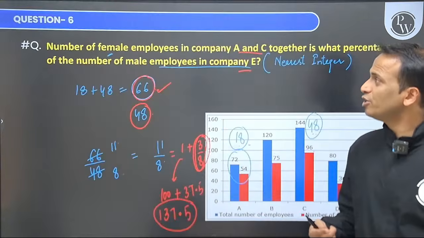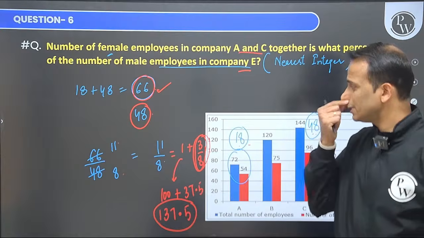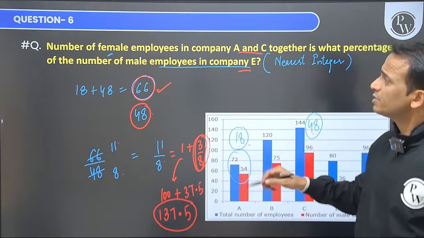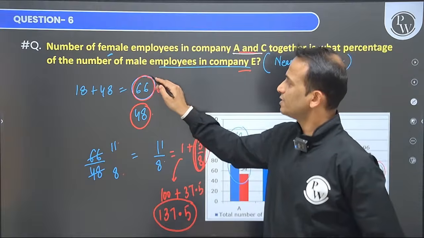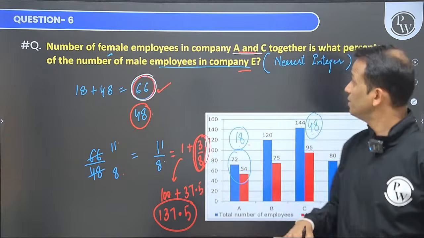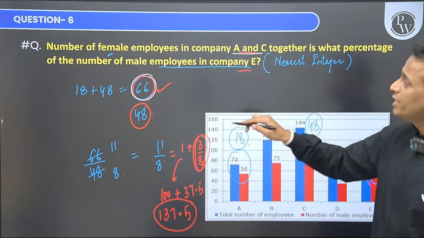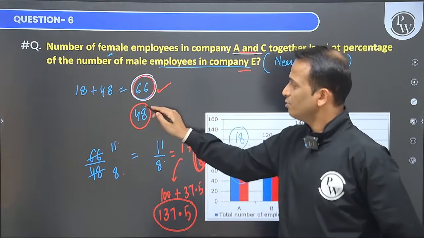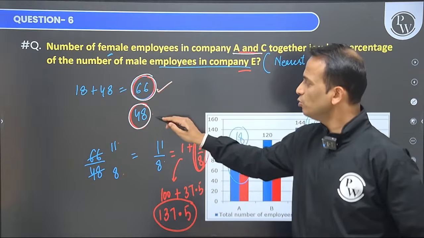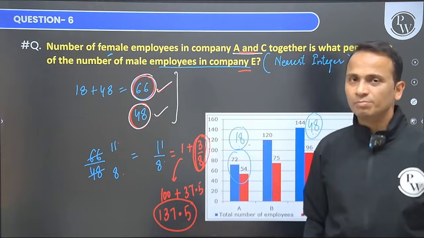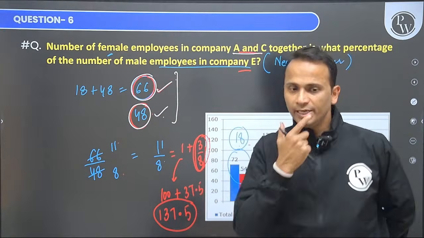Meanwhile, I'm explaining question number 6 to one of the students who has requested it. So question number 6: number of female employees in company A and C. It was 66. The first number is what percentage of the number of male employees in E? The number of male employees is 48. So Neeru, tell me, are you clear with these two numbers? 66 and 48.